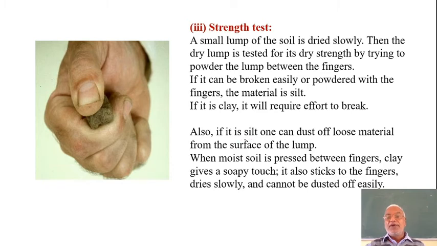Also, if it is silt, one can dust off loose material from the surface of the lump. Means you can hold the soil, you can just rub it off continuously, you can take out the material from the surface. So that's how we can say that it is silt. When you go on rubbing, obviously all the particles will be getting separated from the surface. That's how we can say that it is silt. For clay particles, it is not easy to remove the particles from the surface.